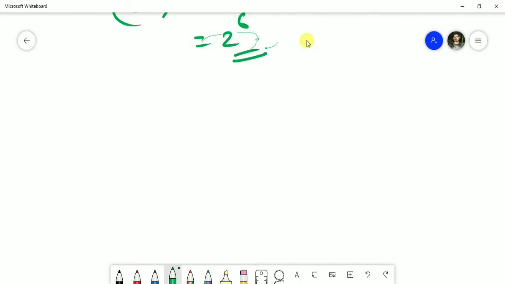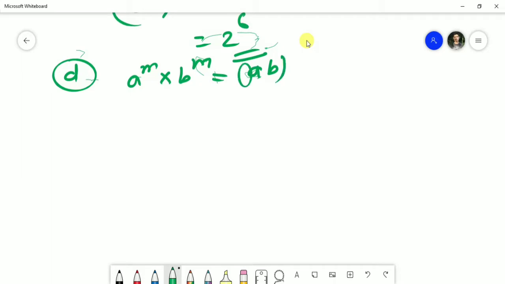Let us see the next one. a power m, b power m. Let's suppose this time both numbers are not the same, they are different. But the powers are the same. So what we can do is very easy: we multiply a and b, the both, inside a bracket, and the bracket will be power m, because both have the same power. They have the same power, so we can write like this.